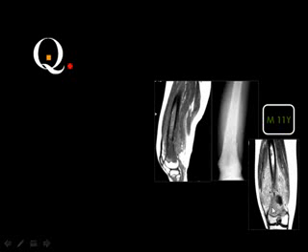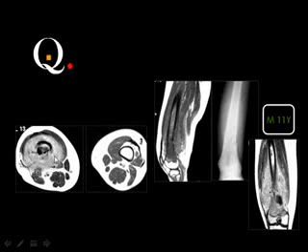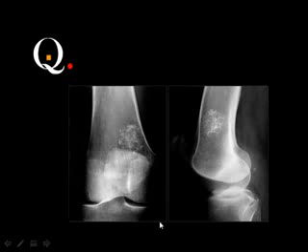Ewing sarcoma, most likely, and there is a tumor infiltrating the marrow with extraosseous soft tissue component. The axial images show circumferential tumor around the shaft of the femur, typical of an Ewing sarcoma.